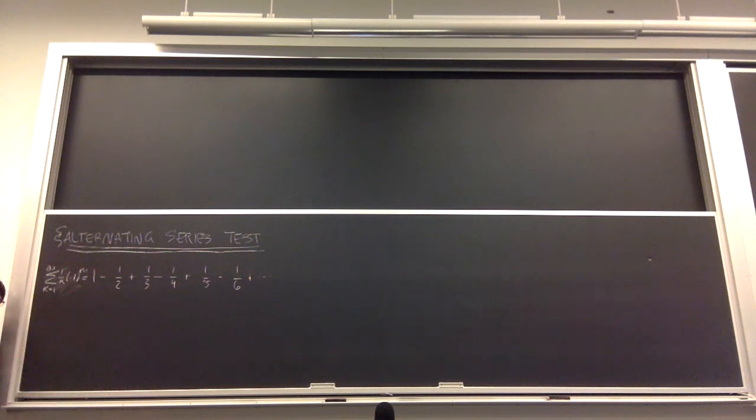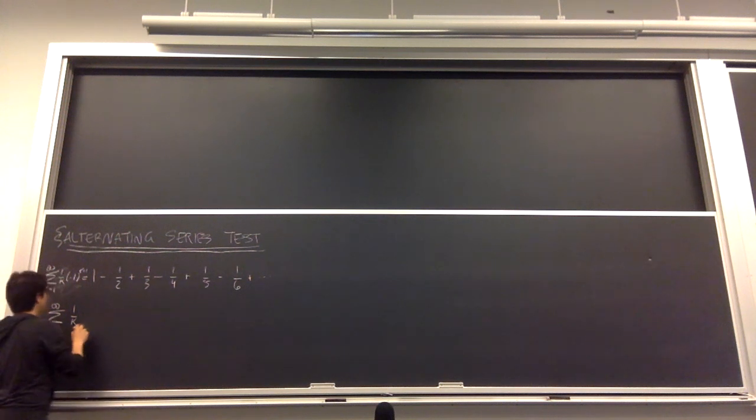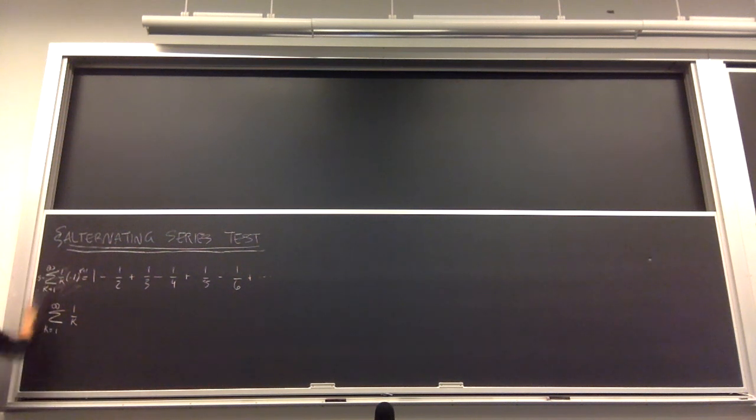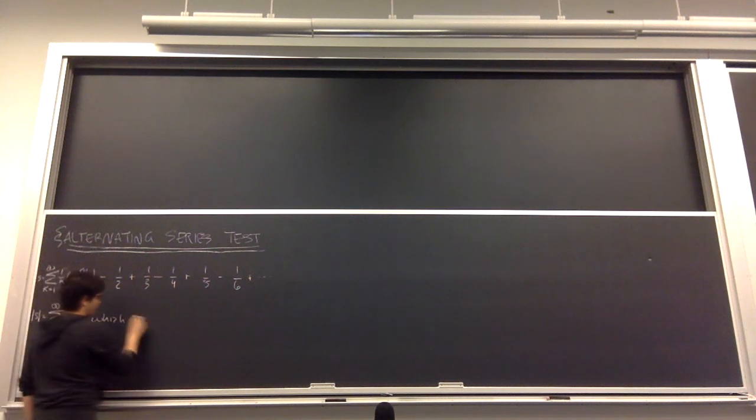So what did our absolute convergence test say? It says, well, if the absolute value of this, which ends up being 1 over k, is convergent, then this is convergent. That's what the absolute convergence test tells us. But what is this? It's the harmonic series. And what do we know about the harmonic series? It's divergent. So if this is S, then the absolute value of S is equal to this, which is divergent.